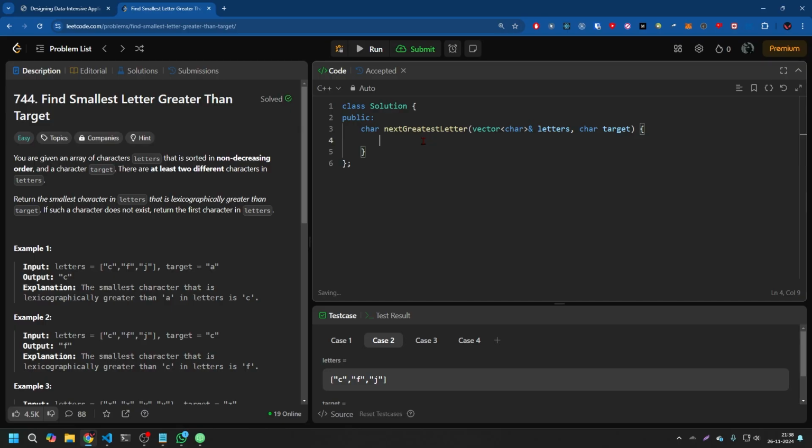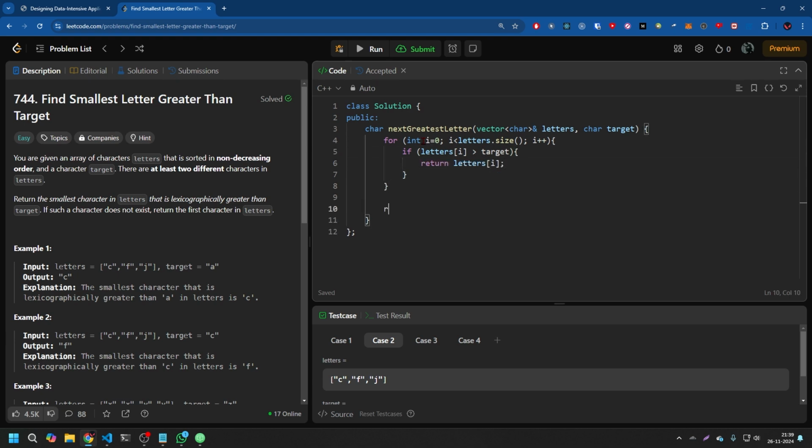It is quite simple. What we are going to do is a simple loop: int I equal to 0, I less than letters dot size, I plus plus. As soon as I find an element which is more than the target, letters of I greater than target, I'm going to return that character. Otherwise, we have not found any greater element. In that case, we are going to simply return the 0th element.